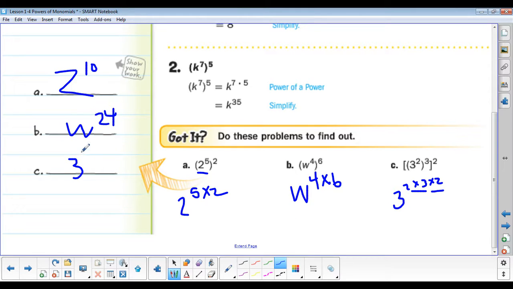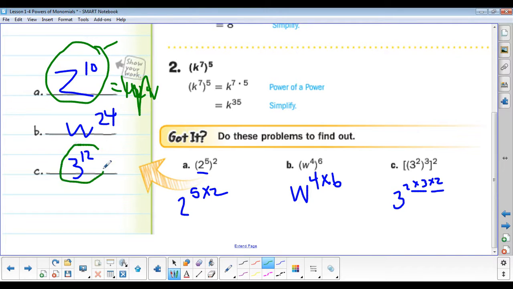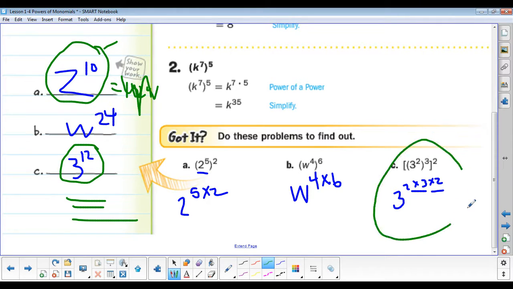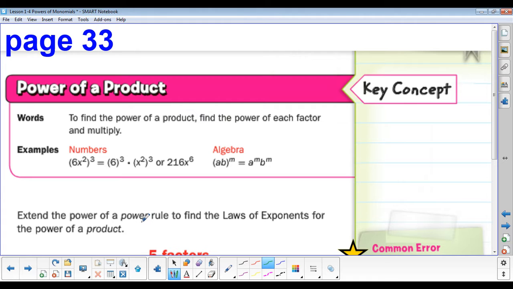Now what you'll also notice is I'm leaving my answers in exponent form. I'm not writing out 2 to the 10th power is 1024. I don't want you to do that. I want you to leave it as an exponent. Same thing here. I don't want you to tell me what 3 to the 12th power is. I want you to leave it in exponent form. This is all the work you need to do. It shouldn't take you 15 minutes. It should take you about 30 seconds.